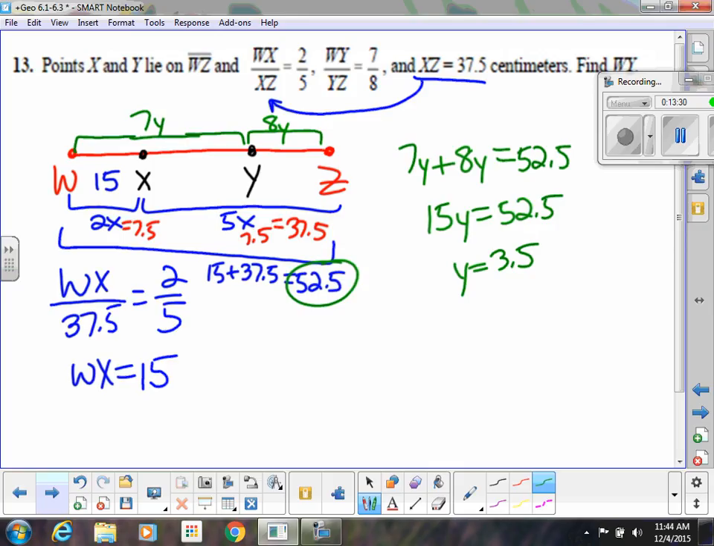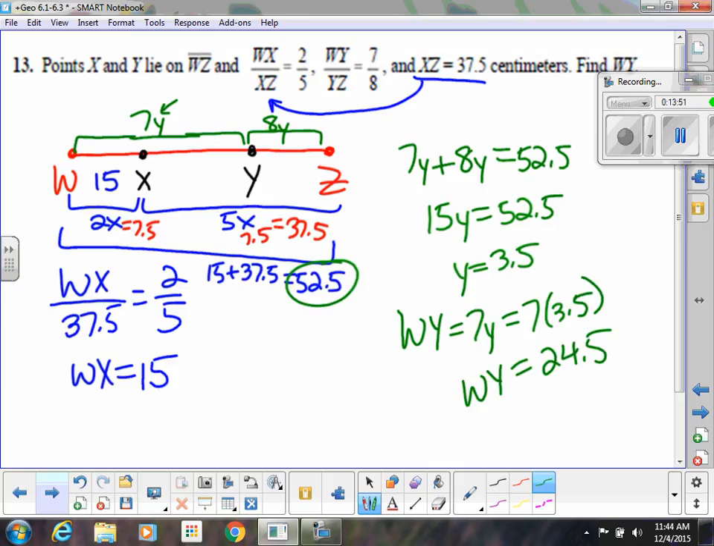Now remember, that's just telling me what this variable is. We're trying to figure out what WY is. WY is just the 7Y here. So WY is the same thing as 7 times Y. So that's going to be 7 times 3.5, which is 24.5. So being able to set up your ratios with the X's and Y's and variables is very helpful when you're trying to figure out diagrams.